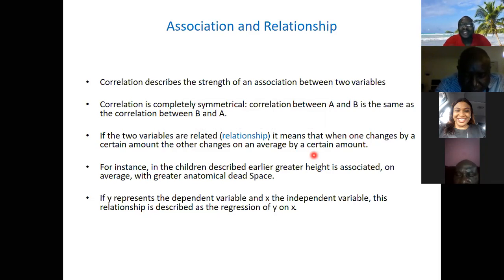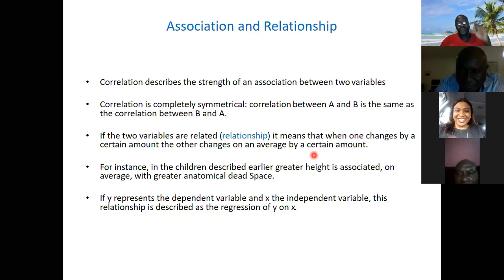Correlation is completely symmetrical. That is, the correlation between A and B is the same thing as the correlation between B and A. It doesn't really matter which one you say first. Even when we want to plot them, it doesn't really matter which one is along the vertical axis or which one is along the horizontal axis. It is symmetrical in the sense that the correlation between A and B is the same as the correlation between B and A.